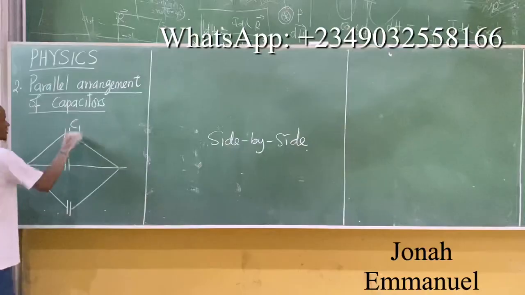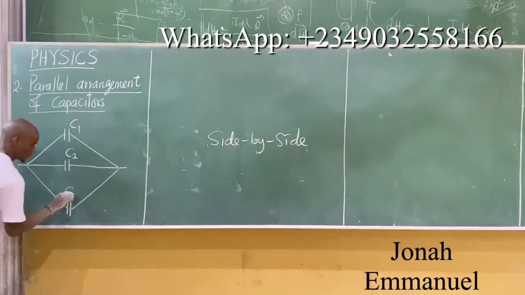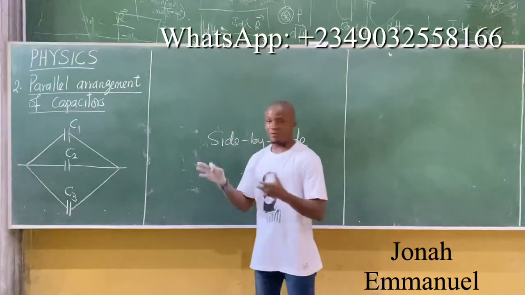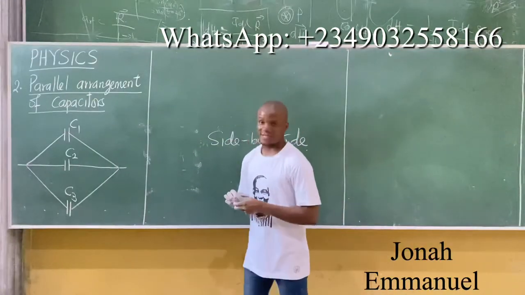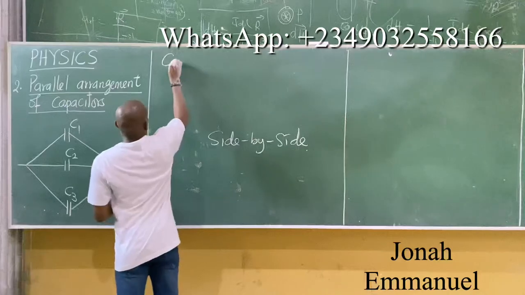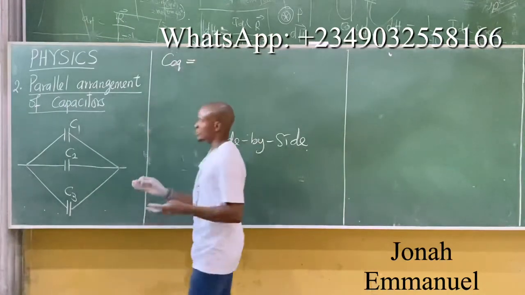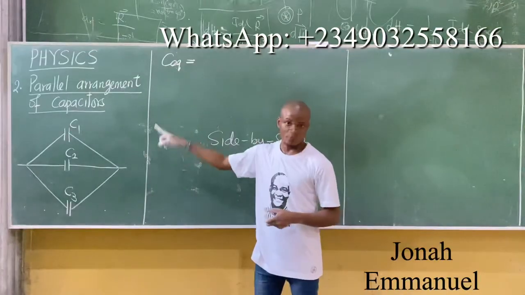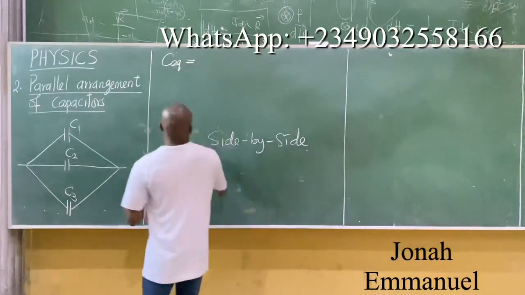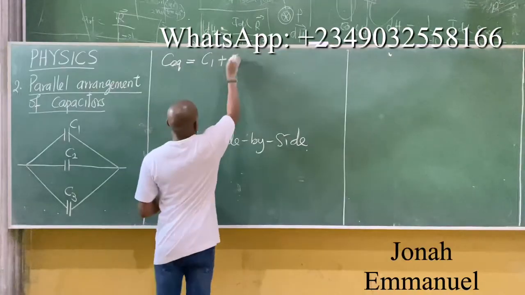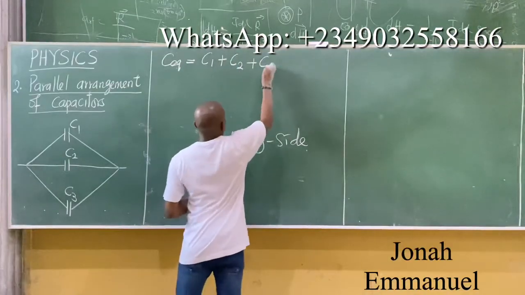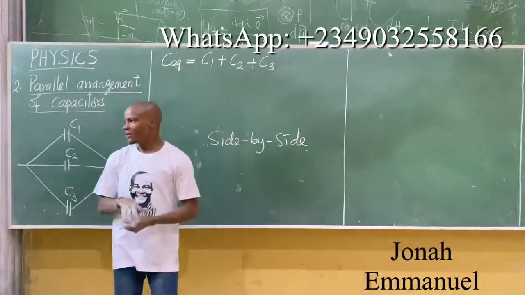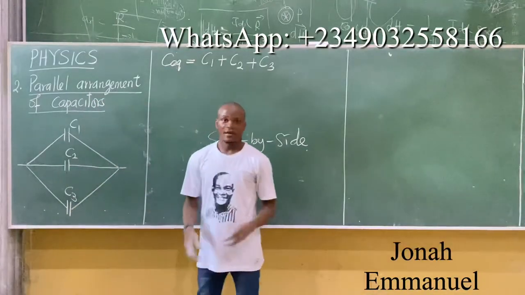Alright, let's call this C1, call this C2, call this C3. For a parallel connection, the equivalent capacitance, CEQ, is got by just adding the available capacitances. So it becomes C1 plus C2 plus C3. This is how we get equivalent capacitance for a parallel arrangement of capacitors.